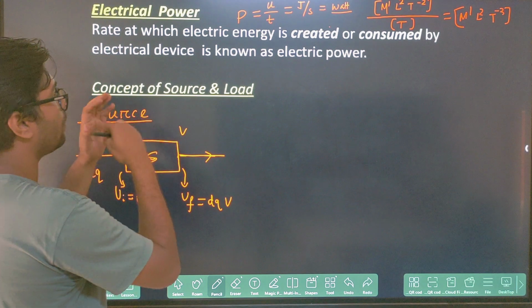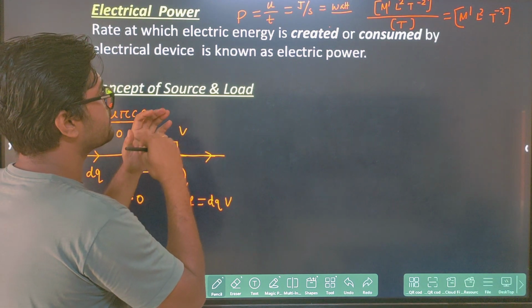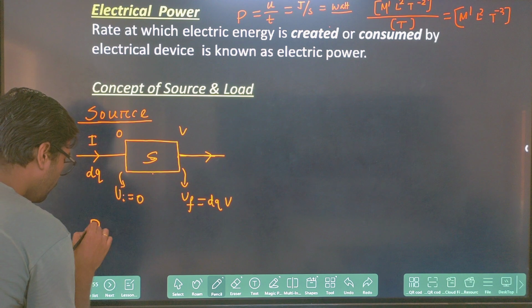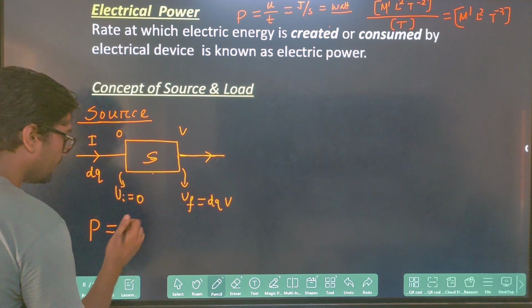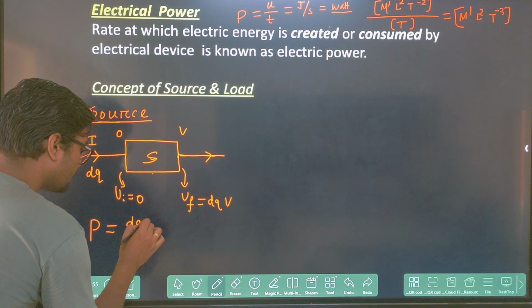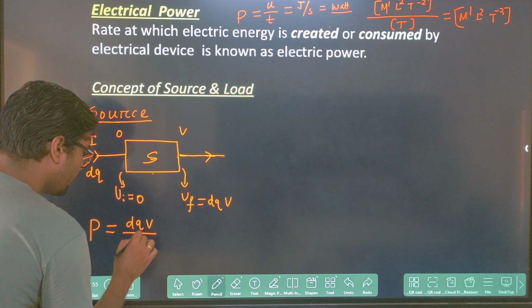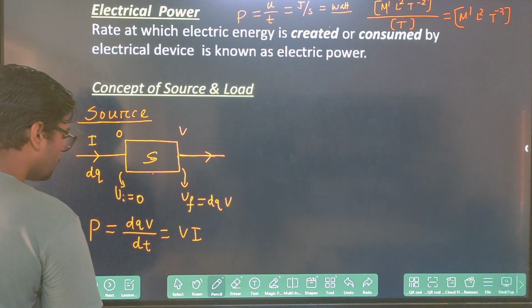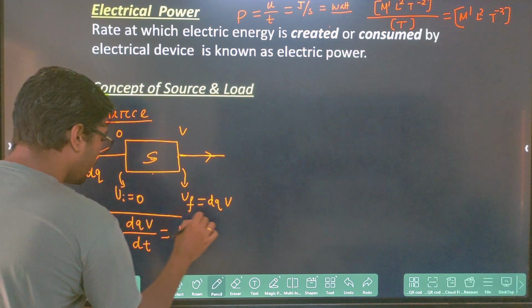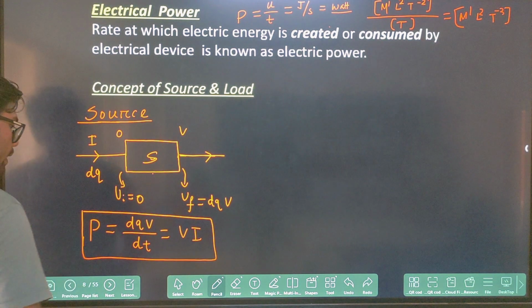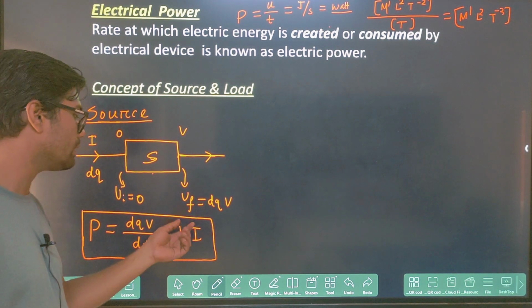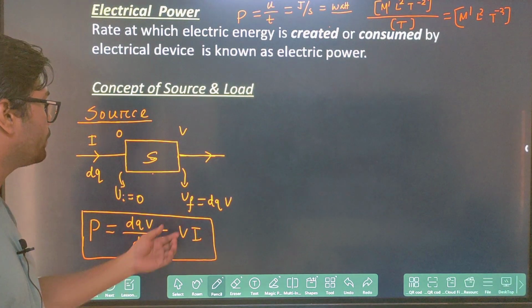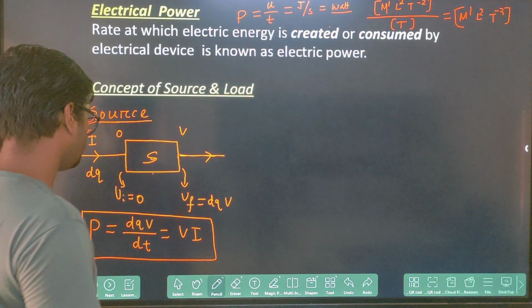The rate of energy created will be how much? So you will say that that is equal to power, and power can be written as rate of energy created, dq into V divided by dt. So this will be V into I. So you just remember that power can be written as V into I, the potential difference into the current flowing, right? Power equal to V into I. Okay.